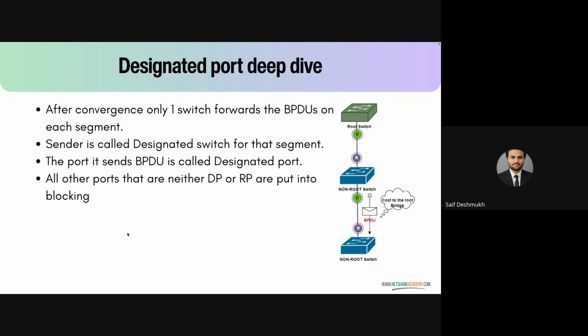Let's establish a couple of things. How does the designated port behave? After convergence, in each link or each segment, only one port forwards the BPDUs, and that port is the designated port. In each segment, you will never see 2 designated ports. You will see only one designated port. The other one is going to be either a root port or blocking. That's all.